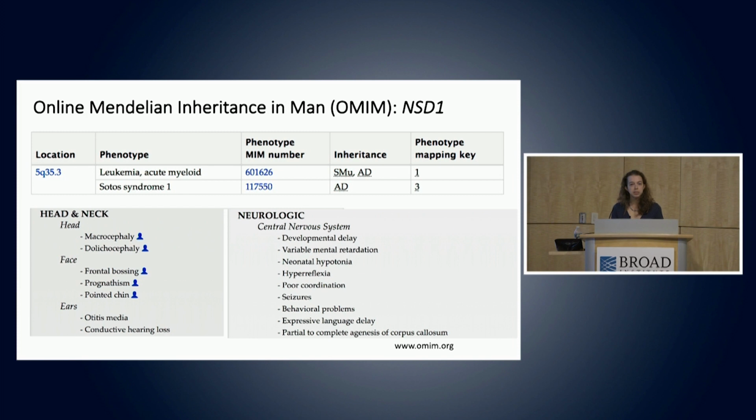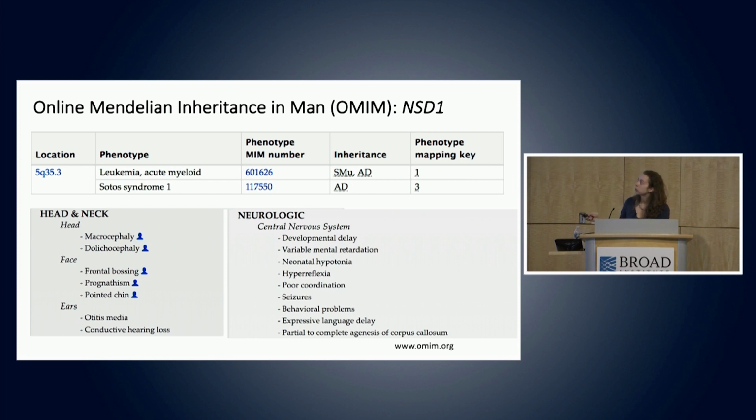So OMIM, or Online Mendelian Inheritance in Man, is a gene-level database. It has about 15 or 16,000 genes in there with information collected and human curated on a page. Additionally, it has every disease gene that's been reported for Mendelian phenotypes and some risk phenotypes. And so, NSD1 has been one of my favorite genes to talk about.